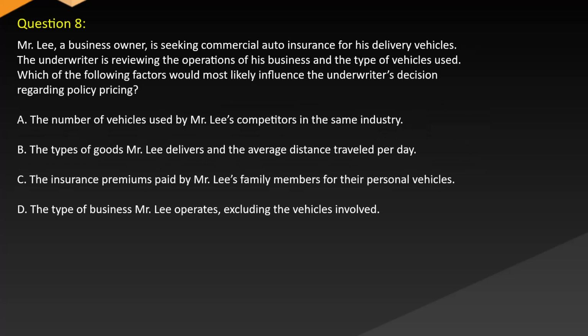Question 8. Mr. Lee, a business owner, is seeking commercial auto insurance for his delivery vehicles. The underwriter is reviewing the operations of his business and the type of vehicles used. Which of the following factors would most likely influence the underwriter's decision regarding policy pricing? A. The number of vehicles used by Mr. Lee's competitors in the same industry. B. The types of goods Mr. Lee delivers and the average distance traveled per day. C. The insurance premiums paid by Mr. Lee's family members for their personal vehicles. D. The type of business Mr. Lee operates, excluding the vehicles involved.